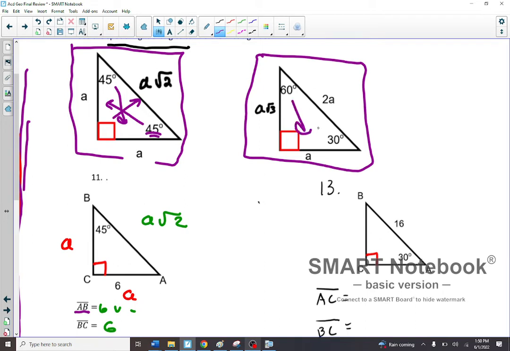Whoa. Wait a second. My formula's wrong. This should be 30 degrees. This is 60 degrees. I messed up on the formula. It should be 30 up here, 60 up here. I crossed out the wrong triangle. It's okay. Just cross out the right triangle, though.